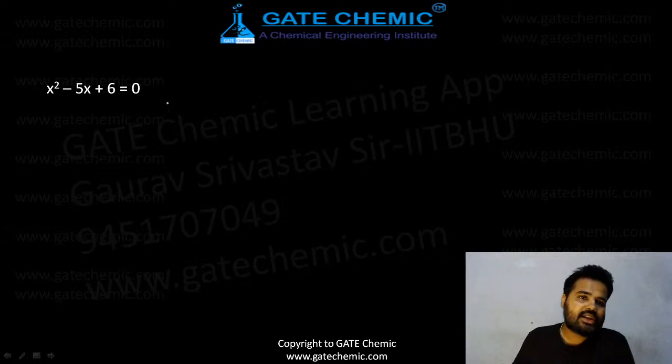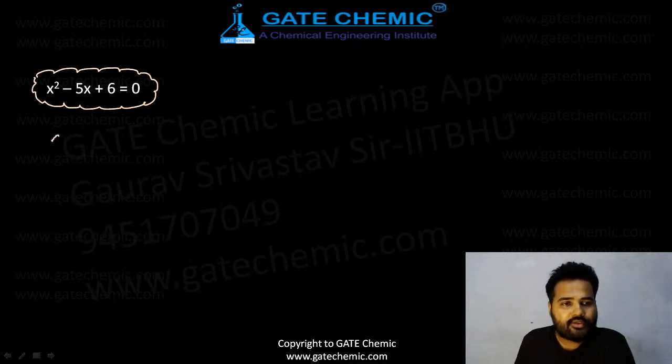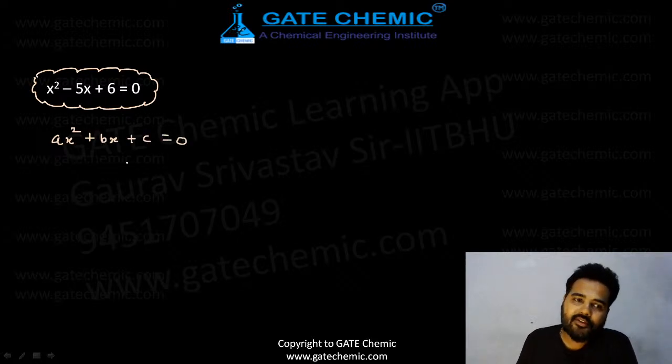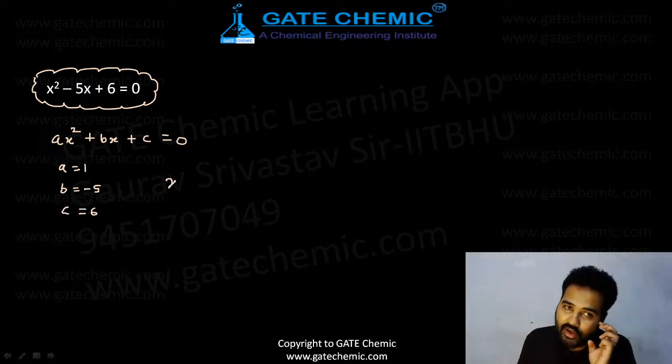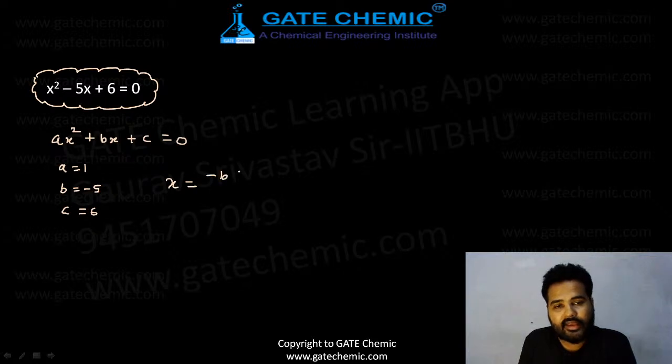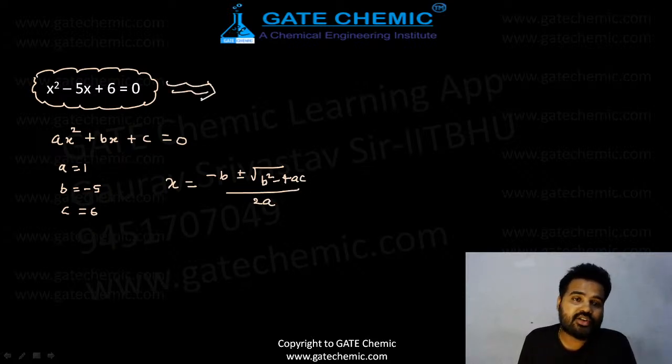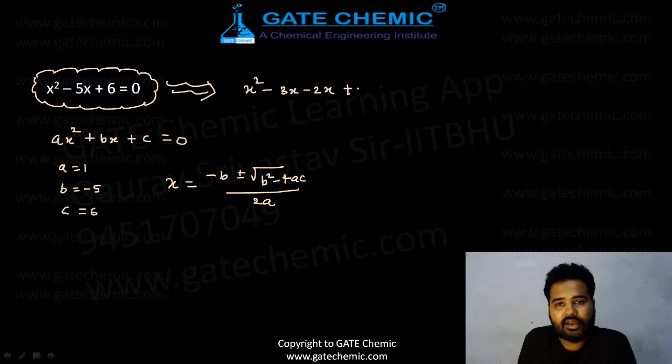Okay. Just tell me beta, for this given equation, if I compare this equation with a standard quadratic equation, then you can see here a is 1, b is minus 5, and c is 6. And you know now how to solve it: x equals minus b plus or minus square root of b square minus 4ac, upon 2a. And another method is by factorization, where it can be written as x square minus 3x minus 2x plus 6 equals 0.